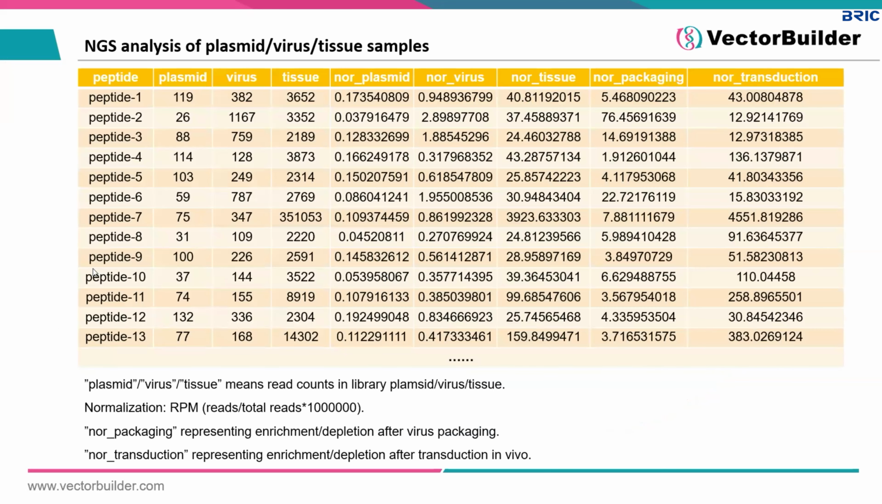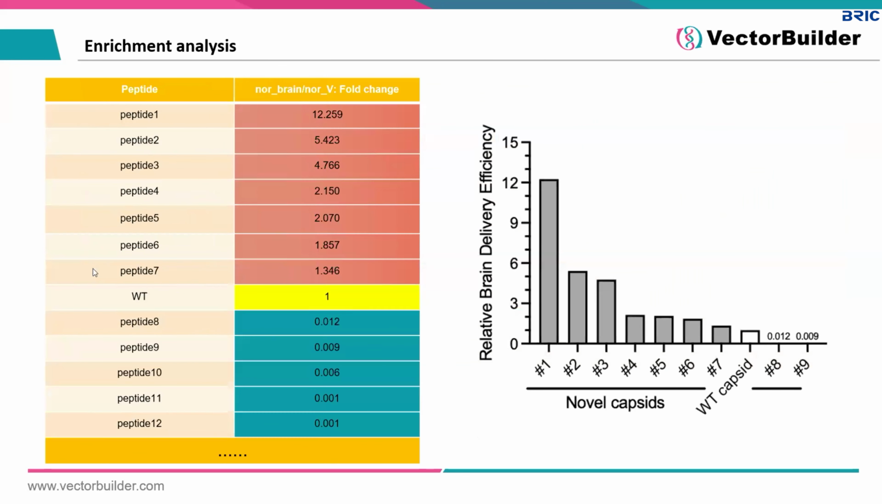We also rank or score the peptides or the mutants, because after screening in vivo, we would expect different peptides to behave differently. Then we will have a better understanding of which peptide or which mutant would be more pro-transduction in the CNS tissues, which indicates it has better capability of BBB penetration.